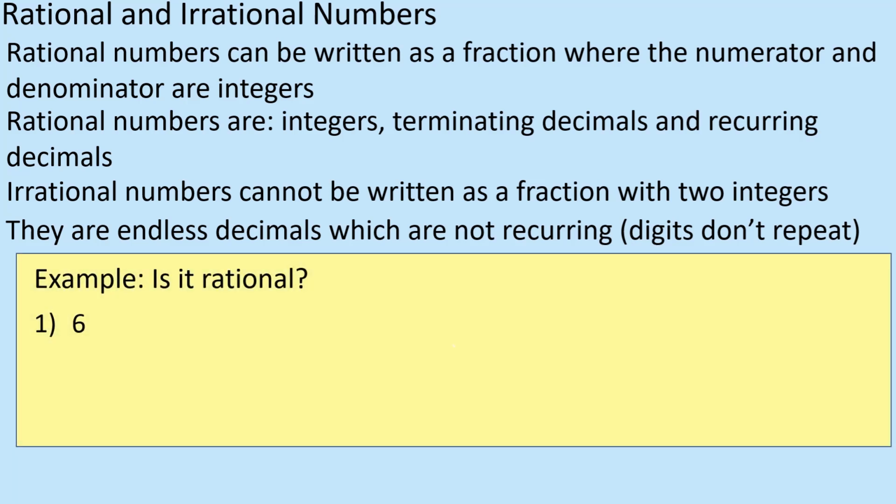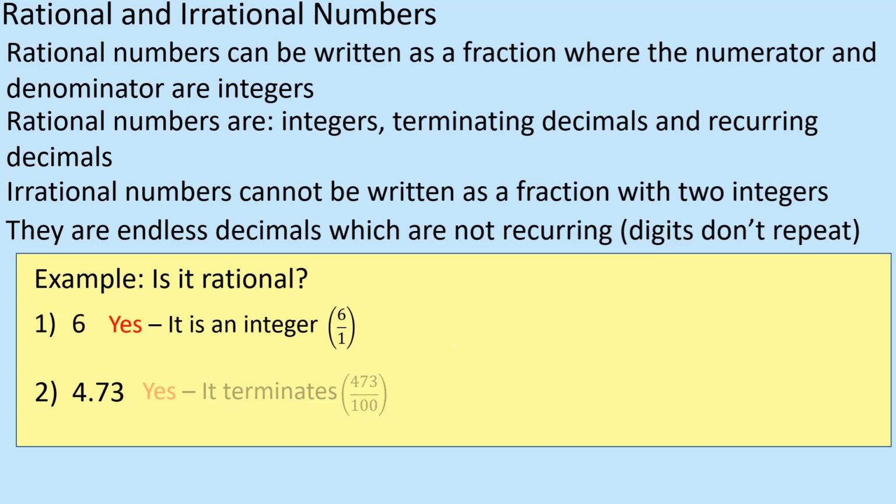You don't often come across irrational numbers that much, and they're quite difficult to identify. So is it rational or not? Is 6 rational? Yes, it is, because I can put 6 over 1. So that is a rational number. Most common ones. Is 4.73 a rational number? Well, does that terminate? Yes, it does. So yes, that would be a rational number.